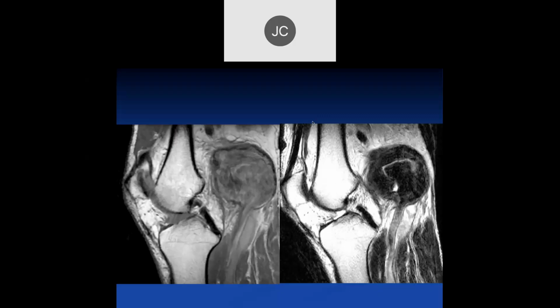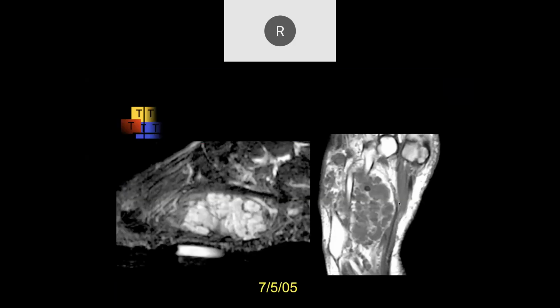Okay, vascular lesions. All right, so it looks like there's a rounded lesion associated with, I think, the popliteal artery, posterior aspect of the knee. So what do you think this is? I'd be concerned about an aneurysm just given the appearance. Yeah, so this is a popliteal artery aneurysm.